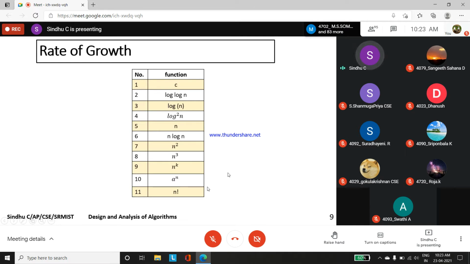And these days we have a lot of algorithms which are exponential time taking, and we are trying to reduce their time to polynomial time, right? That is a research area when it comes to algorithms.